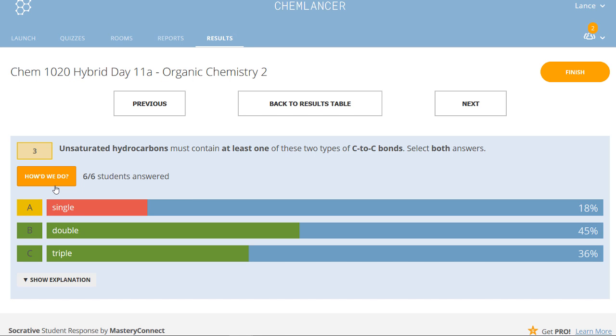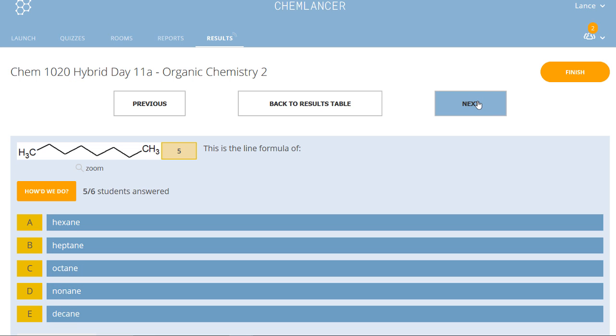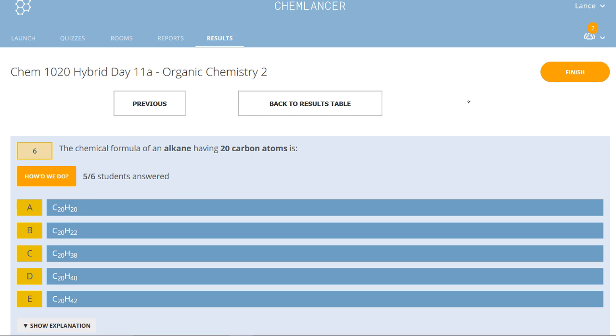All right, next up, the correct condensed structural formula of octane is, very good. Next up, this here is the line formula of octane, very good. And if we have an alkane with 20 carbon atoms, correct formula is, very good.